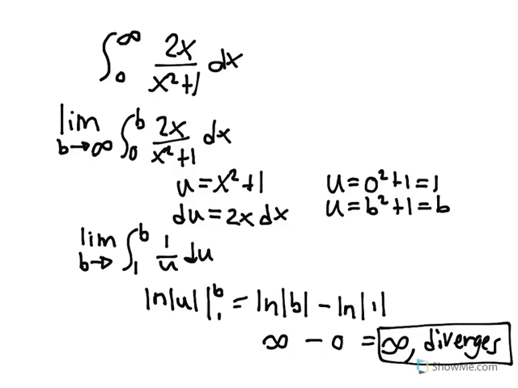So we get the ln of the absolute value of u, from 1 to b, which equals the ln of the absolute value of b minus the ln of the absolute value of 1. And we know that the ln of the absolute value of 1 is 0. So then we get infinity minus 0, which is just infinity, so it diverges.